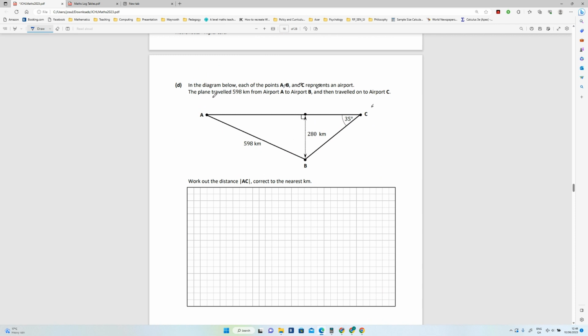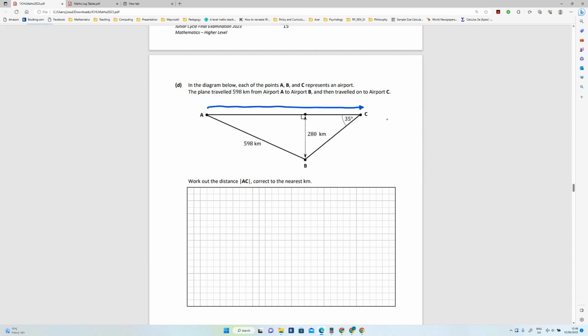Okay, so we've got 3 airports. The plane traveled this far to B and traveled on to C. So we don't know if that distance is there, but maybe we don't need to. Right, so work out the distance from here to here. This is the one we're interested in. They're after highlighting here that this is 90 degrees, so that's important.